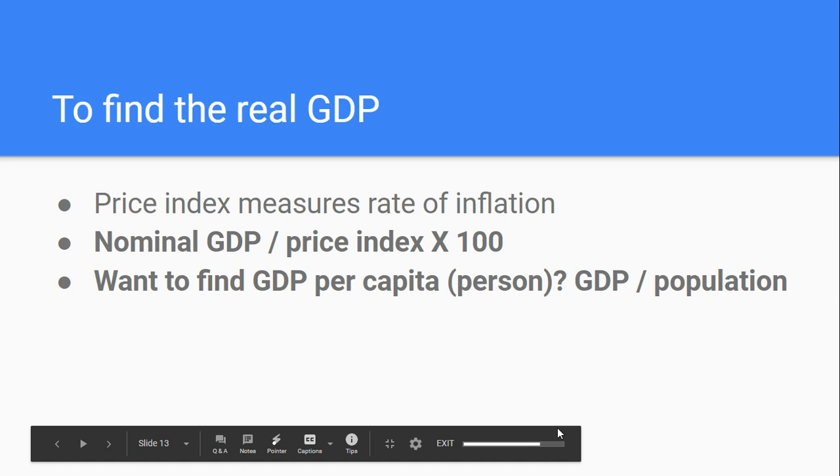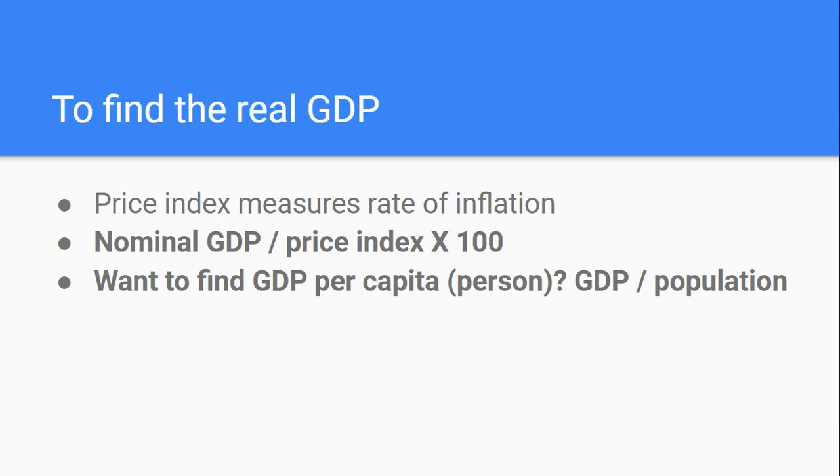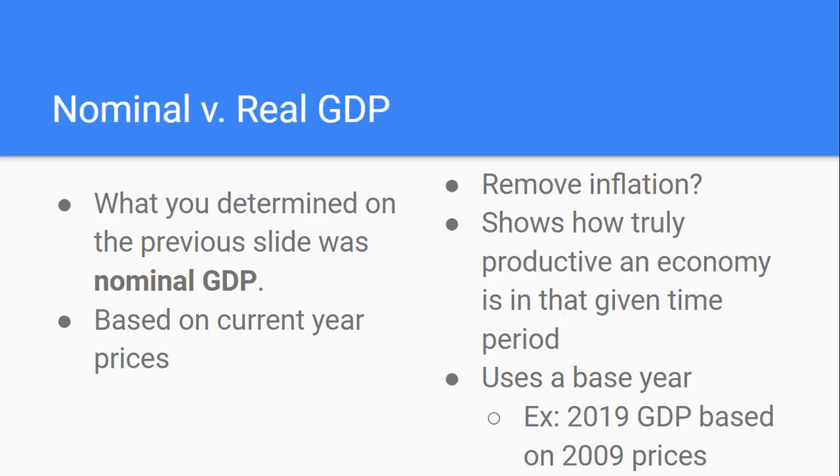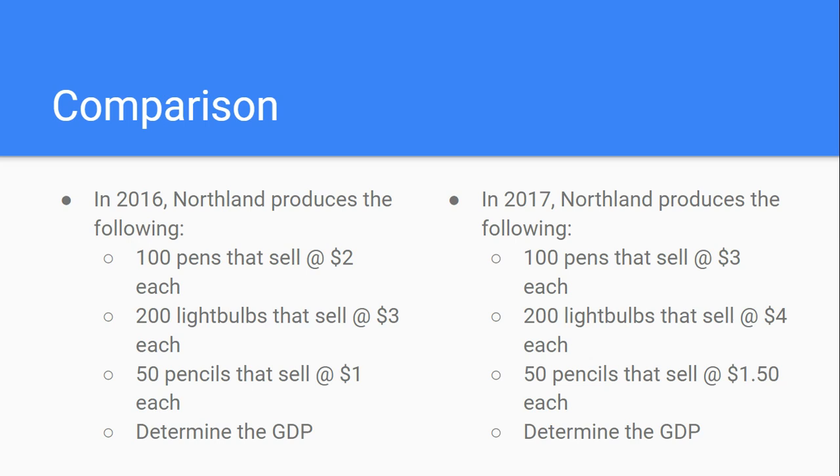Yesterday I made a video which talked you through how to determine gross domestic product, the difference between nominal GDP and real GDP. Keep in mind that nominal GDP looks at gross domestic product using current year prices. If we look at that example of Northland from 2016 to 2017, notice that Northland didn't increase production of pens, light bulbs, and pencils. The price just went up for those things. Inflation occurred. So if you're looking at 2017 GDP using current prices, that would be the nominal GDP for Northland.